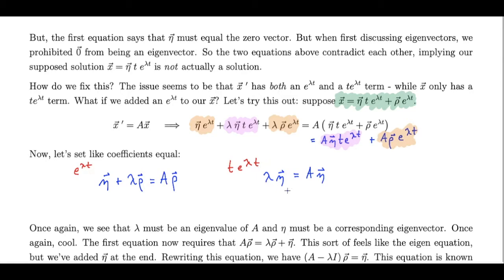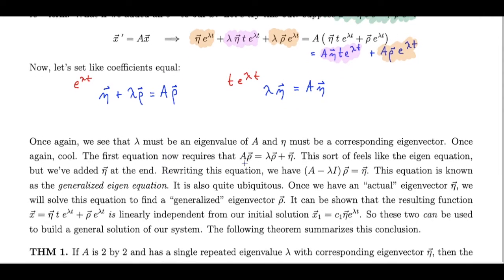Again, the second equation indicates that eta needs to be an eigenvector. What does this first equation tell me about eta and rho? I've rewritten the equations here. A times the vector rho equals lambda times the vector rho plus eta. This first portion, A times rho equals lambda times rho, almost feels like the eigenequation. Feels, as I've put it here, sort of like I have the eigenequation and then I've just tacked on rho. So it's not exactly the eigenequation, but if I move the vector rho to the left and then do some slight rearranging, I get this equation here.